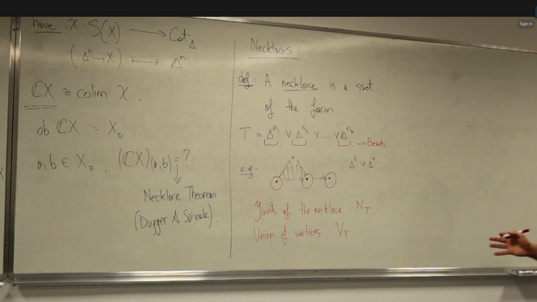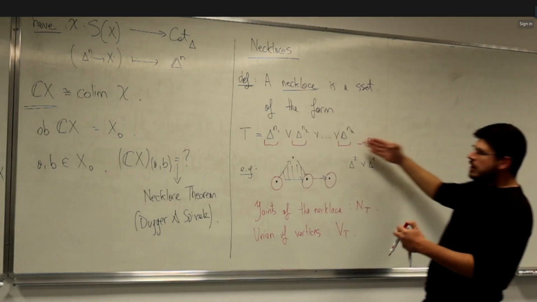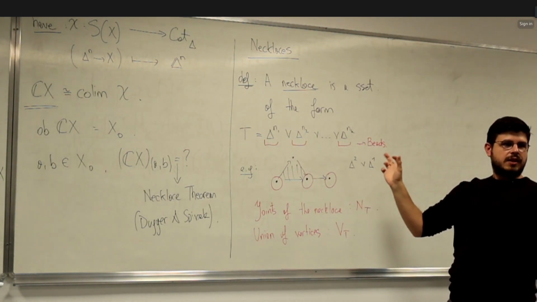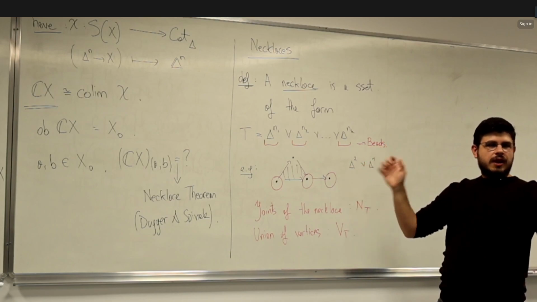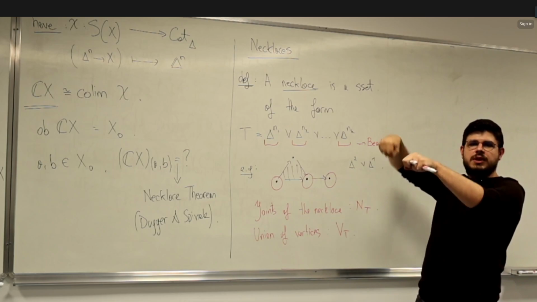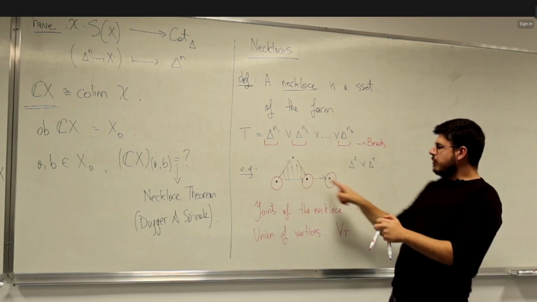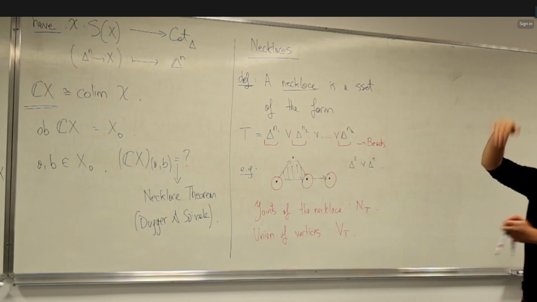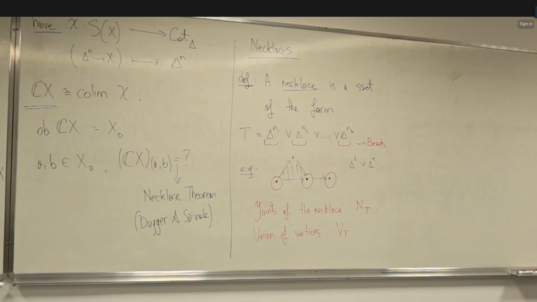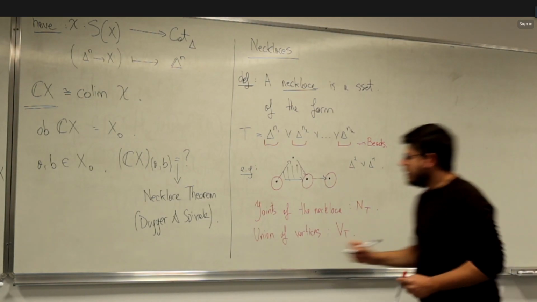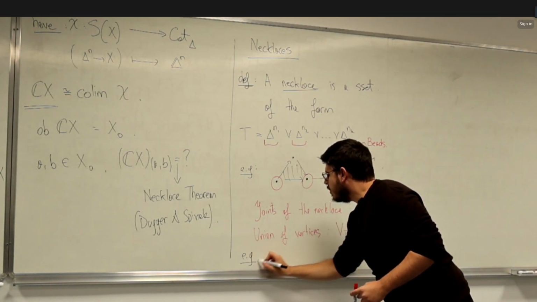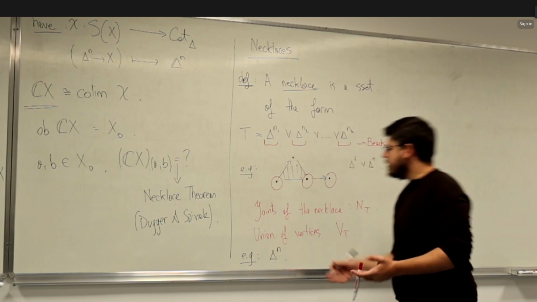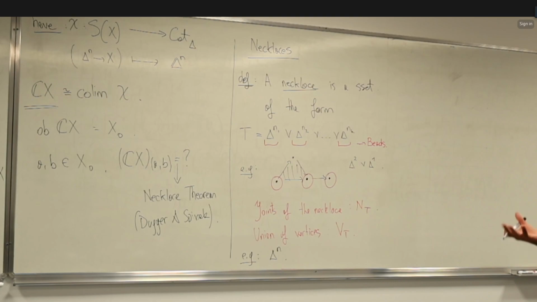Okay, is there anything which is unclear? Let me repeat, we have, like, stringing together simplices, basically. That's what you call a necklace. The points where you join the simplices with each other are called the joins, including the first and the last. And the vertices are every vertex which is included in every simplex. Another example would be taking just a delta n by itself: a one-bead necklace with first and last vertex as the joins.